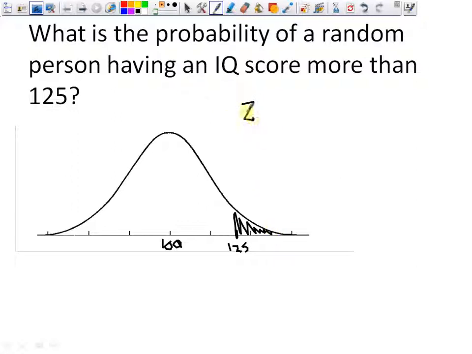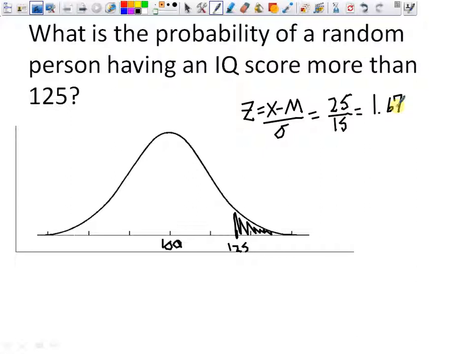Again, we can work with this formula now, and I'll write it out. X minus mu, which is the mean, divided by the standard deviation. So in this case, it's 125 minus 100, I'll go ahead and put 25, divided by the standard deviation, which is 15. So now we have 5/3, which to 2 decimal places is 1.67.